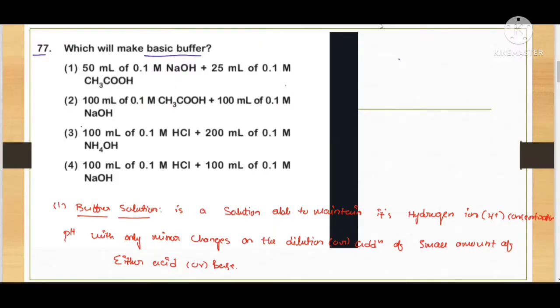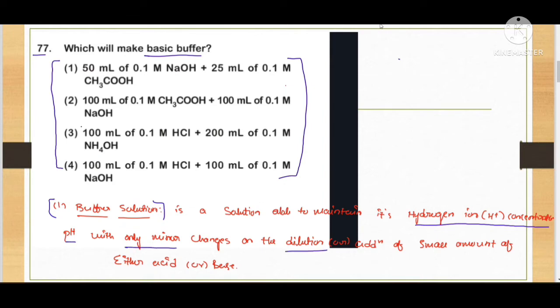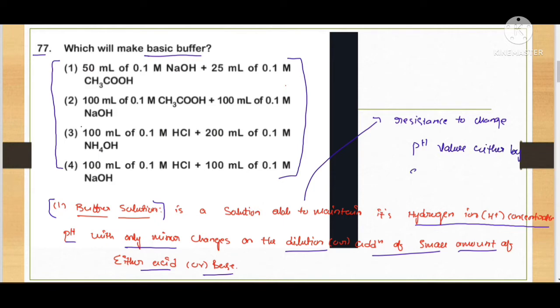Now let us discuss the buffer solution. Now let us see the definition of buffer solution. A buffer solution is a solution that is able to maintain its hydrogen ion concentration, pH, with only minor changes on dilution or on addition of small amounts of either acid or base. This means that it resists change in pH value on addition of acid or base. This is called the buffer solution.